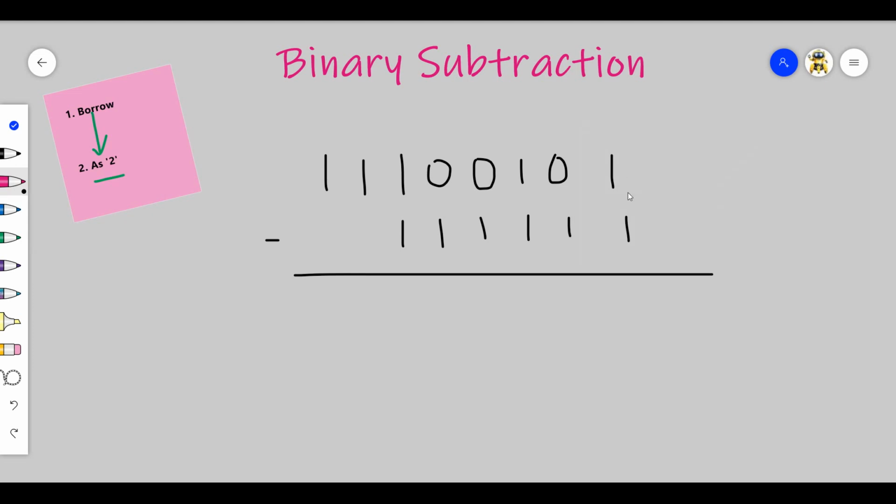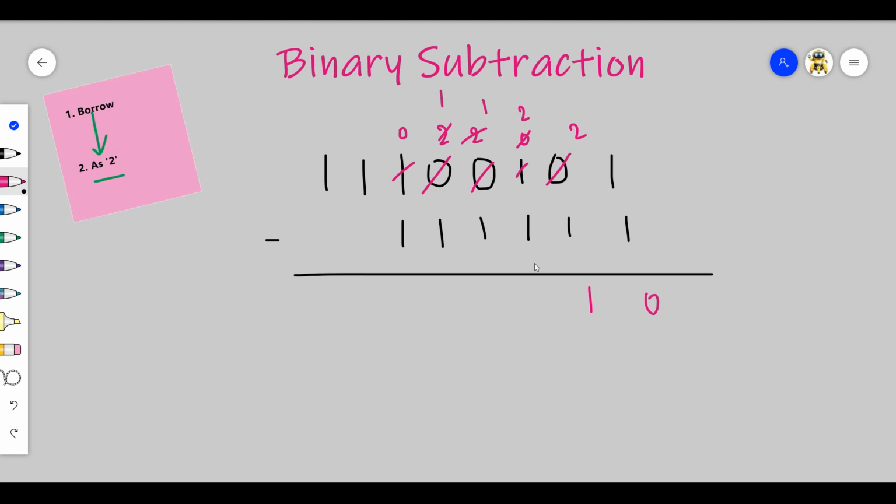So 1 minus 1 is nothing but 0. 0 minus 1 not possible, so I need to borrow from here, so that will be 0 and this will be 2. So 2 minus 1 is 1, so 0 minus 1, again I need to borrow, so I'll borrow from here, so that will be 0 and this will be 2. So again I need to borrow, so this will be 1 and this will be 2. I need to borrow again, so this will be 1 and this will be 2.